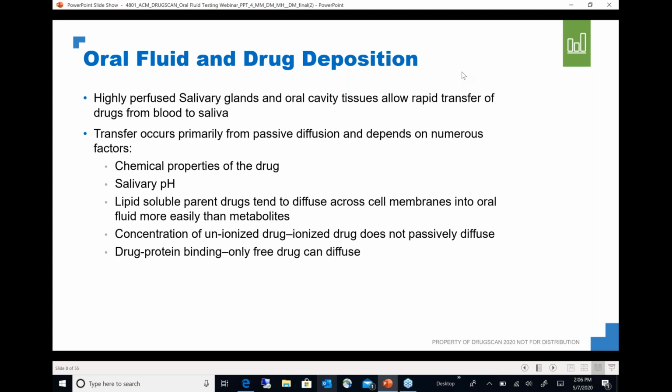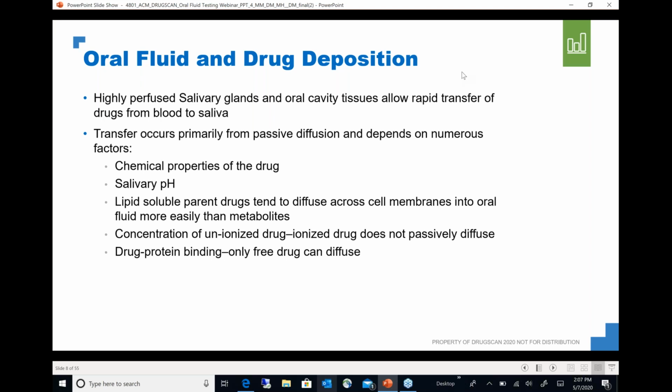But there are factors that regulate how and when this happens. One of the most important ones is the chemical properties of the drug. Another factor is the salivary pH. Another is whether or not the drugs are lipid soluble. Lipid soluble, primarily the parent drugs, will diffuse passively from the cell membranes into the oral fluid much more easily than their metabolites. What that means is we have a tendency to find the parent drug more commonly than the metabolites.